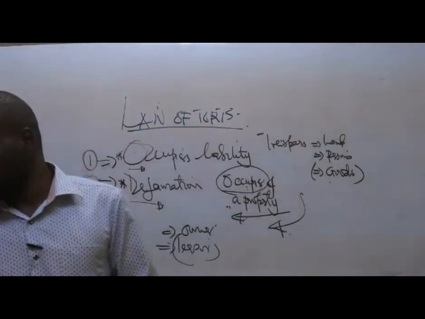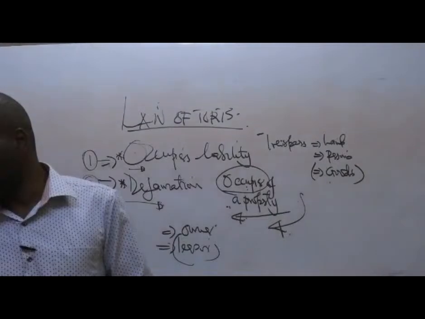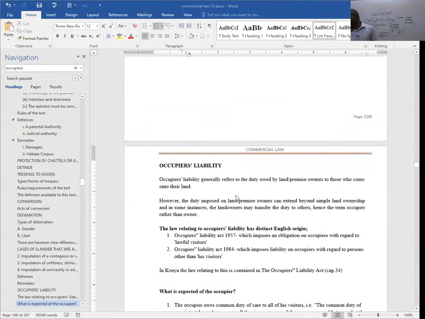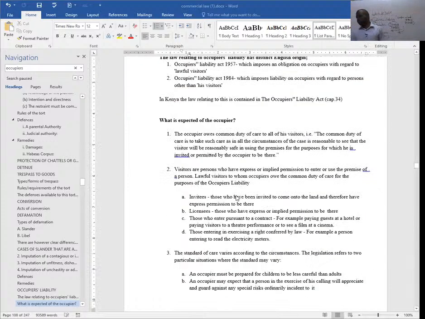So in short, let me just share. Occupiers liability generally refers to the duty owed by land or premise owners to those who come onto their land. That is the duty expected of a person who is occupying either land or a particular premise. What are the expectations? Some of them have been mentioned.